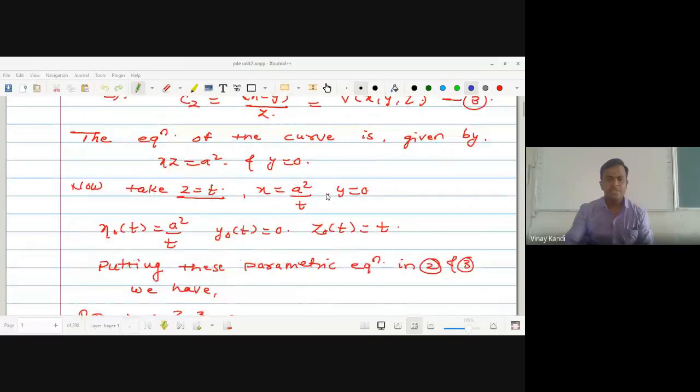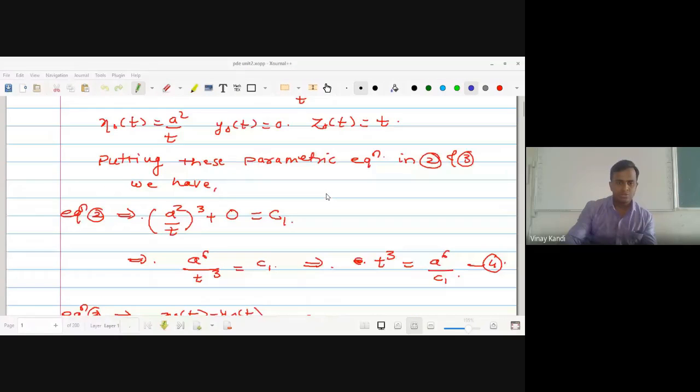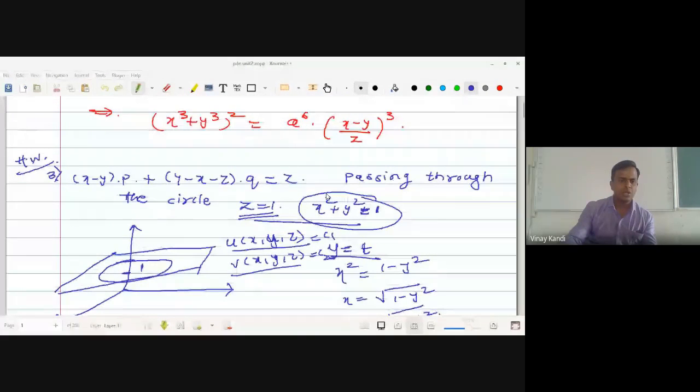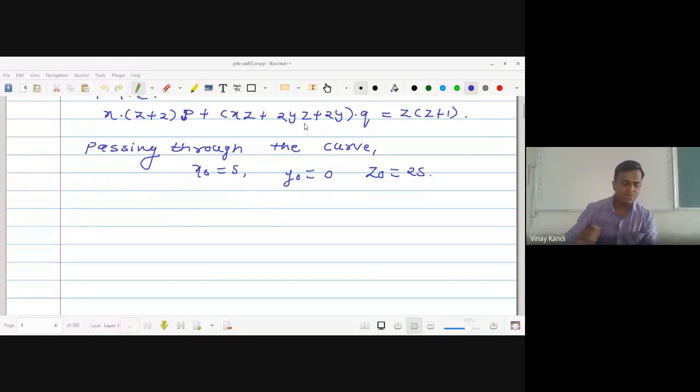In the previous lecture, we saw how to find the integral surface from a given curve. Have you solved this equation, examples number third and fourth? Any doubt? Okay, now see example number 5.